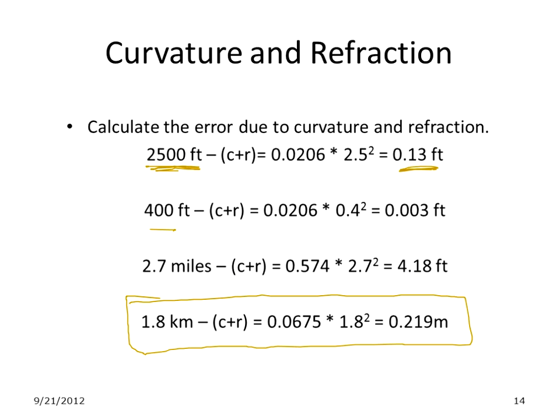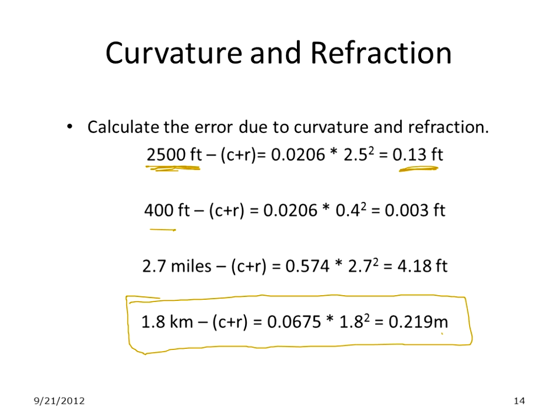So if we have 1.8 kilometers, we can plug in 0.0675 times 1.8 squared, which gives us 0.219 meters. So we're off by 0.219 meters.